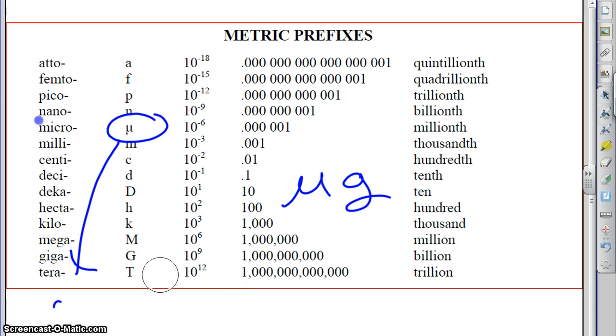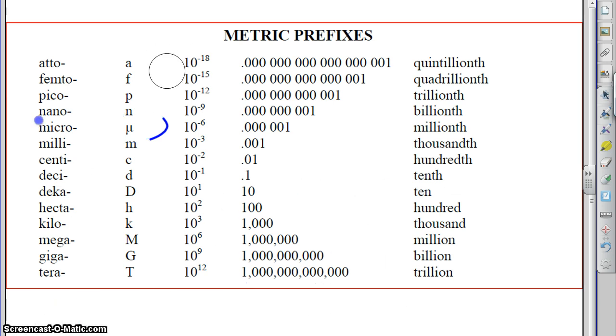And so this chart then lists the prefix, the shortened prefix, the number the prefix means as a power of 10, and then the number the prefix means written out in decimal form, and then the number the prefix means just written out as a word.